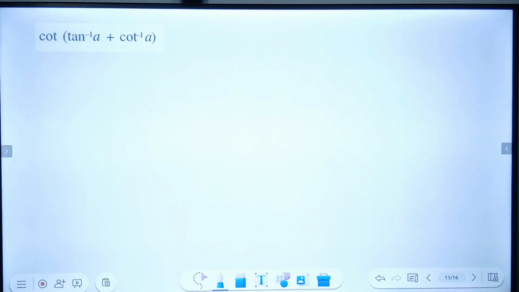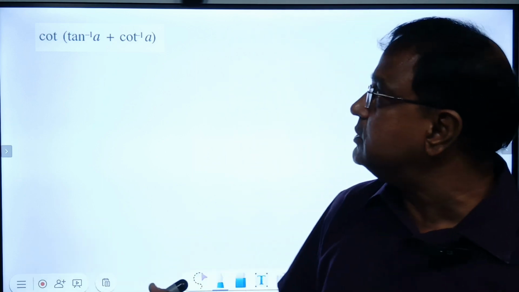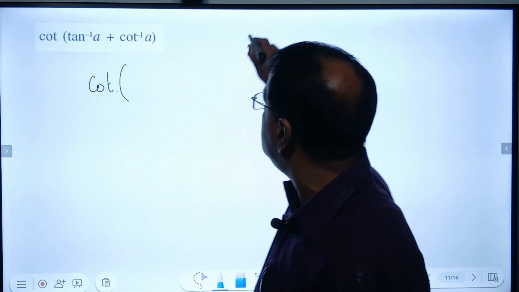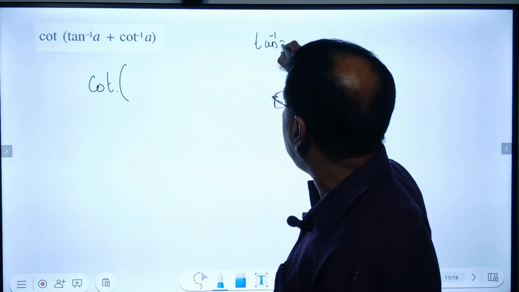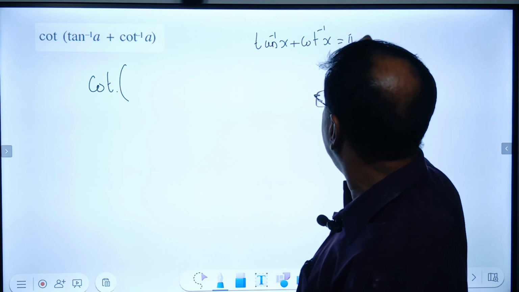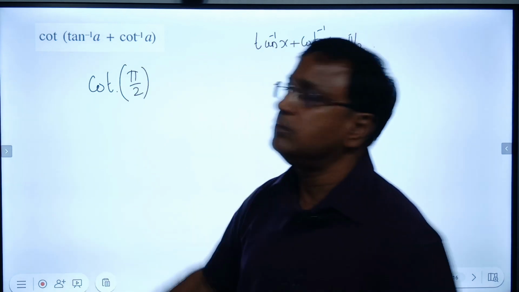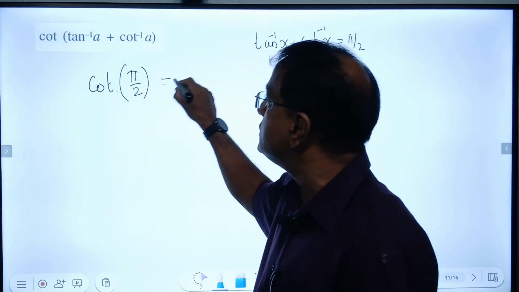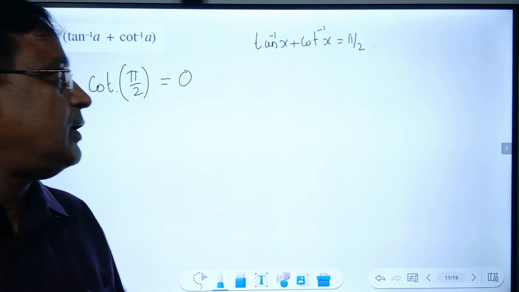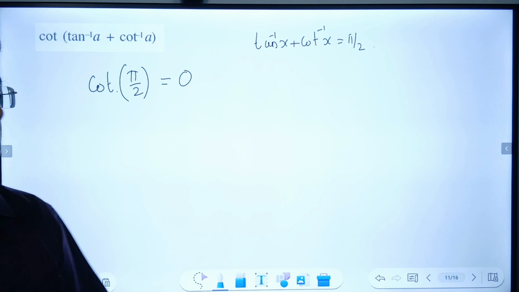Now, this is another very, very beautiful sum. A 1 mark question where children sometimes make mistakes. All that you need to know is the formula. What is tan inverse x plus cot inverse x? You know it is pi by 2. So this will become pi by 2. So you know cot pi by 2 is 0 because tan pi by 2 is undefined. So cot is the reciprocal of tan. So cot pi by 2 is 0. 1 mark. If you know this formula, you get 1 mark. Very, very simple.